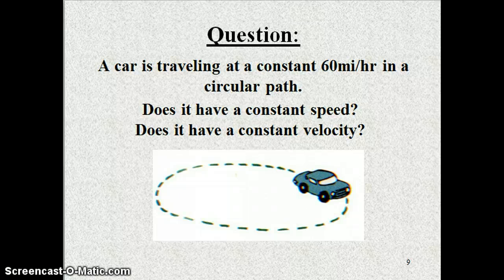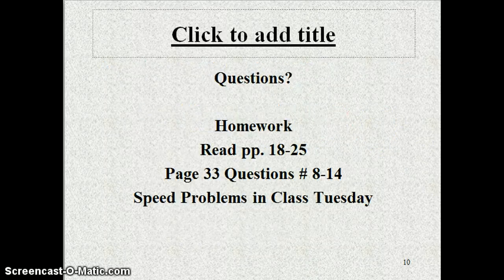Now, a question that kind of illustrates the difference. Say you had a vehicle moving in a circular path at a constant 60 miles per hour. Two questions. Does the vehicle have constant speed? Does the vehicle have constant velocity? You can always pause these videos if you want to think about the answer before I go over it. This might be a good spot to do that. Okay, now that you've thought about it, we'll reveal the answers here.